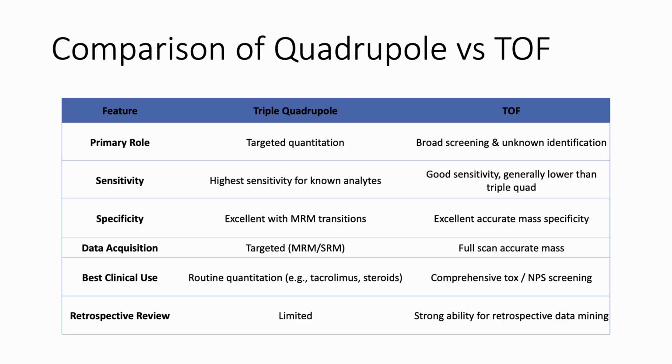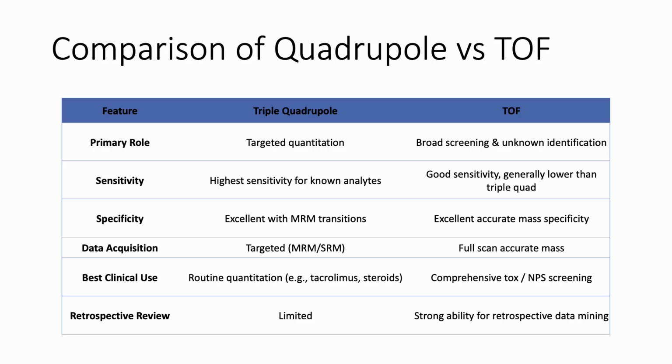But for time of flight, the specificity comes from the fact that your masses have high resolution. You can accurately determine that exact mass, and that can help with specificity. So from a data acquisition perspective, you've got targeted MRMs or SRMs for triple quad, which means you have to specify what you want to look for, whereas with time of flight, you have full scan and accurate masses.